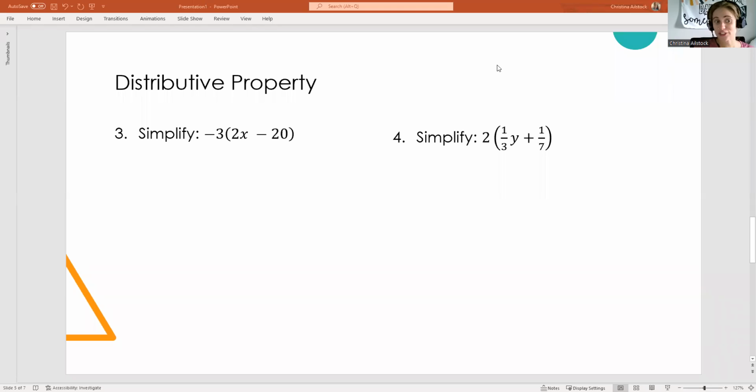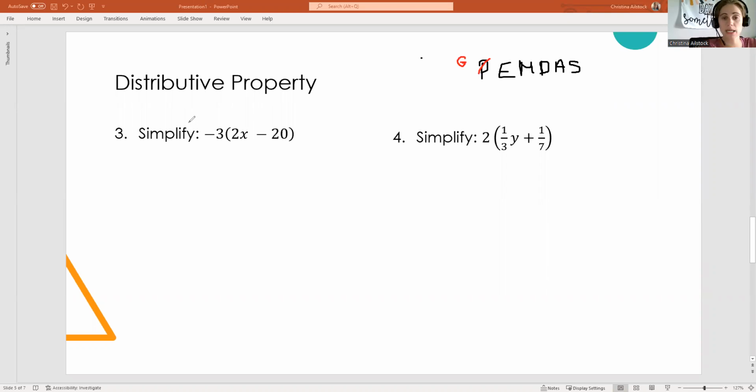All right, now that we understand what variables are, let's get into the distributive property. So in question 3 here, we are asked to simplify. Well, whenever we see simplify, whenever we see evaluate, our brain should go to order of operations. We need to follow that. We need to either use PEMDAS or GEMDAS, whichever phrase you like, to simplify. And I'll write it both ways.